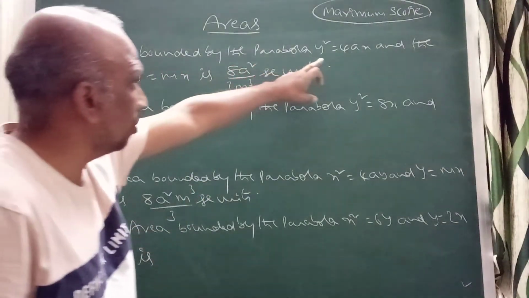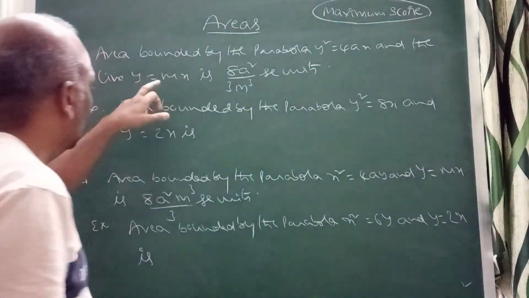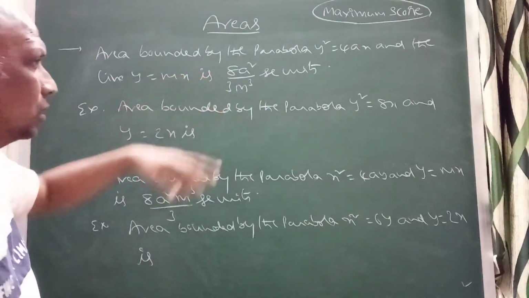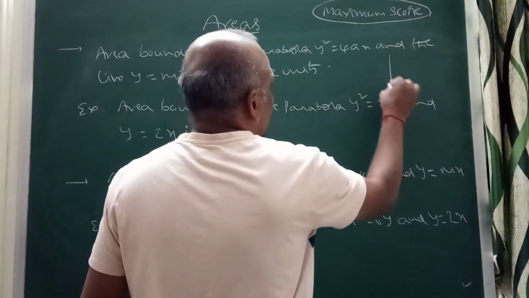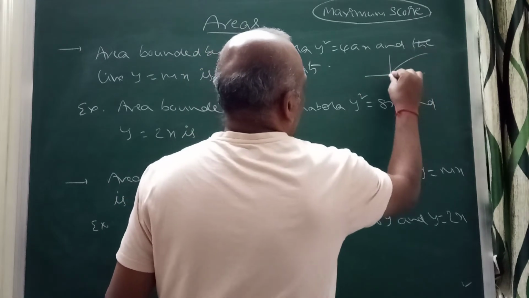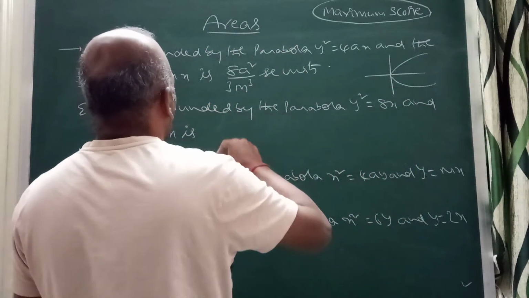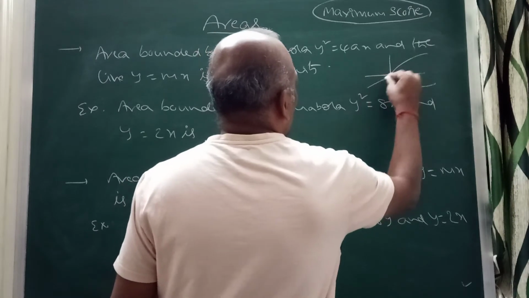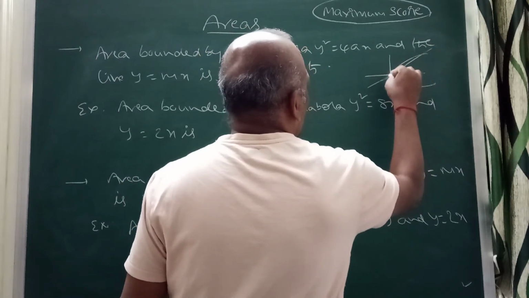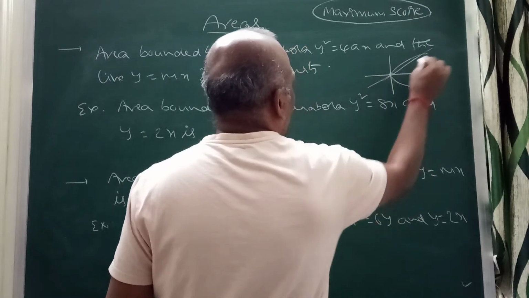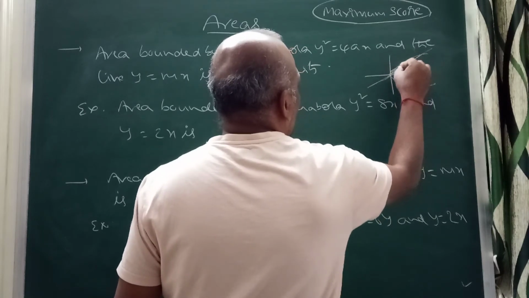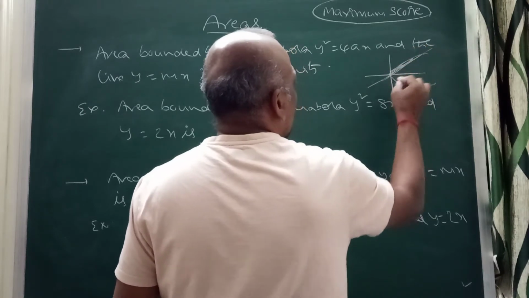Now see these two formulae. The area bounded by the parabola y square equal to 4ax and the line y equal to mx. Understood? This is y square equal to 4ax and the line y equal to mx, passing through the origin. This is y equal to mx. So this area, correct, when they are asking that area.